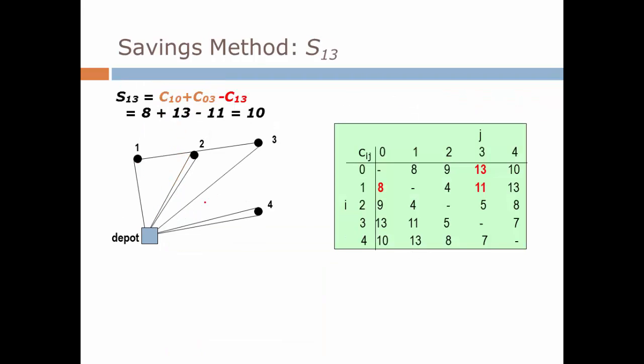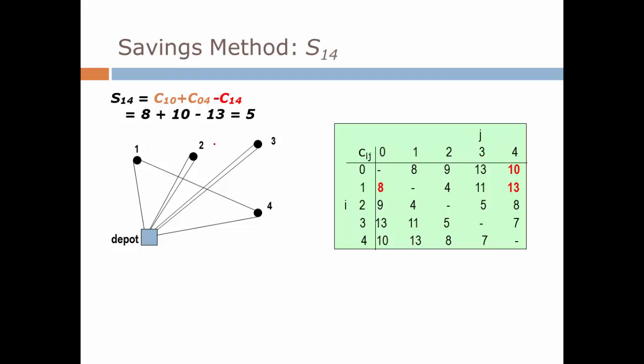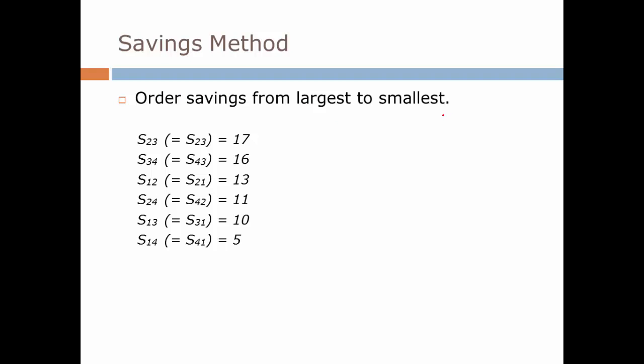Next, we enumerate all other possible combinations. In particular, we calculate the savings for 1 and 3. And then we move on with the calculation of the savings for merging customers 1 and 4, for merging customers 2 and 3, for merging customers 2 and 4, for merging customers 3 and 4. Having calculated all savings, the next step is to order the savings that we have from the largest to the smallest. And this is what we get if we do that.